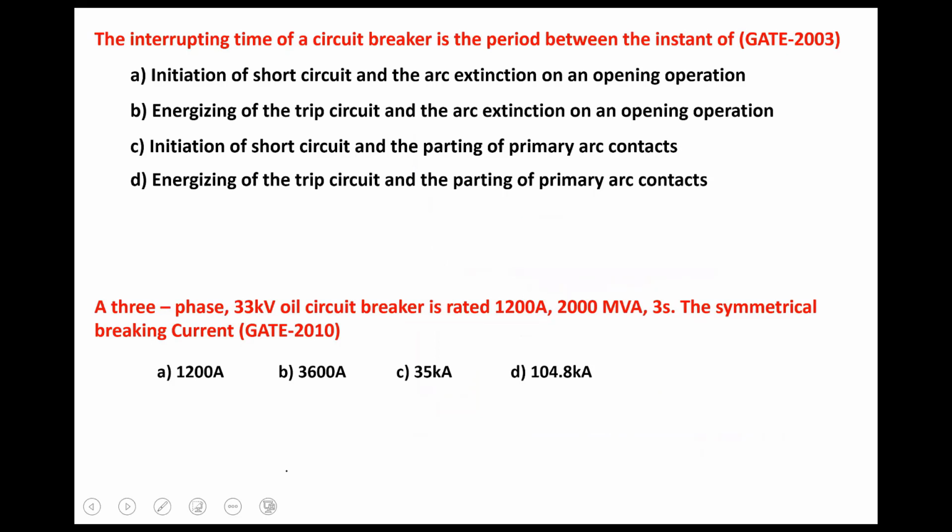Now we shall take few questions. You just try to read the question. Someone read the question and try to answer.